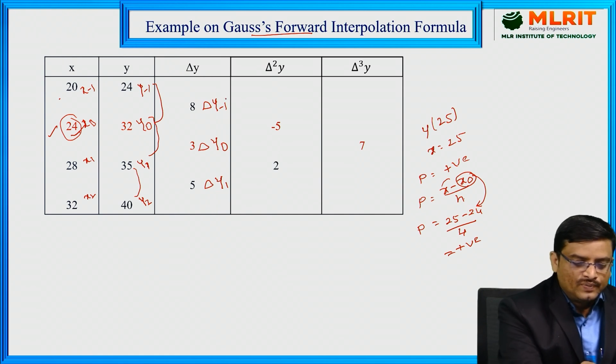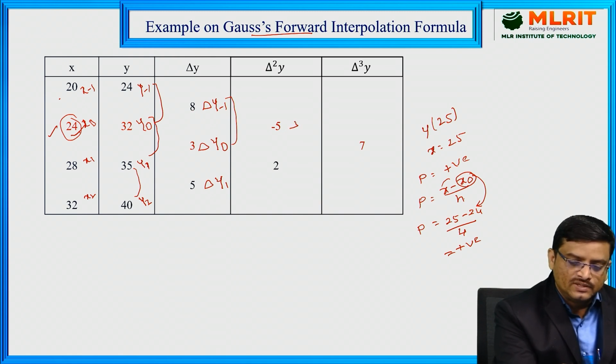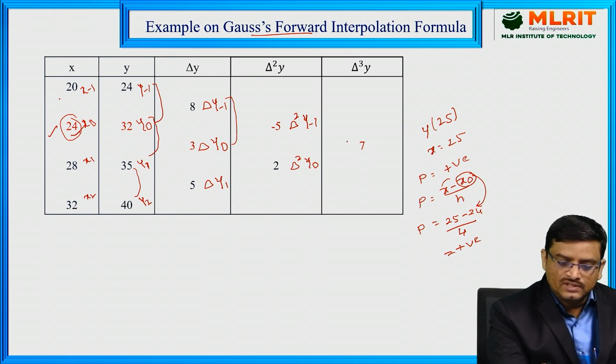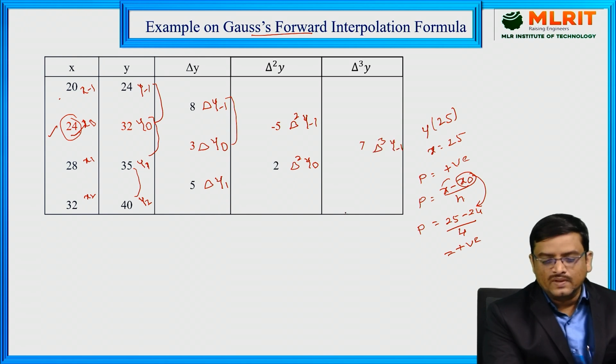Similarly, go for the next column and find out the differences here. 3 minus 8, you will get minus 5, which is represented with delta square y suffix minus 1. 5 minus 3 is 2, which is represented with delta square y naught. And find out the difference here. You will get 7, which is represented with delta cube y suffix minus 1.